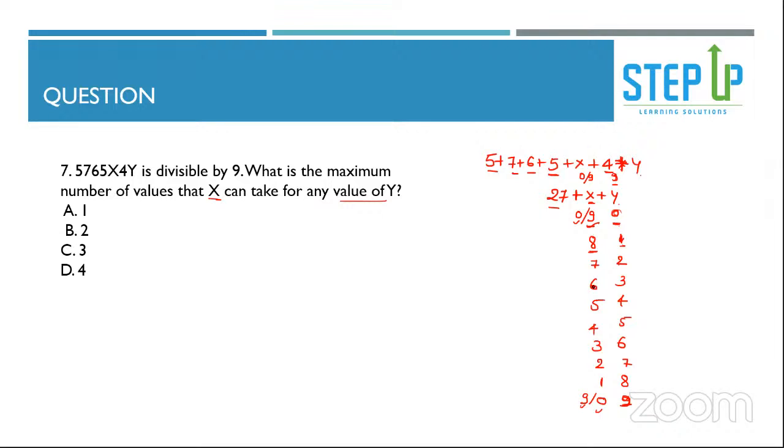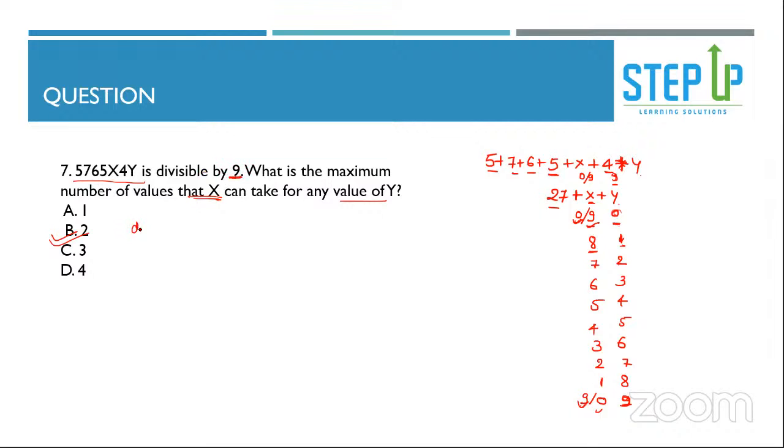For 3, you are able to take only 6. Right? So maximum how many values of x are you getting here? Everywhere it is 1, and at these two places there are 2 also. So can I say the maximum number of values that x can take is 2. I repeat, basically the question is asked about how many values make this number 576 plus x plus 4y divisible by 9.